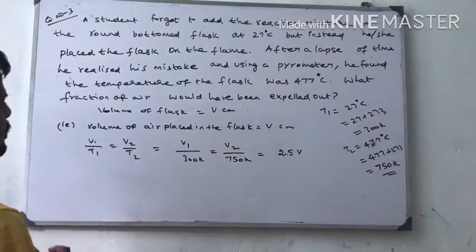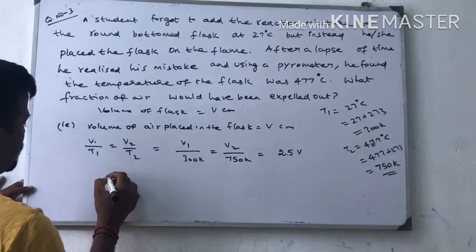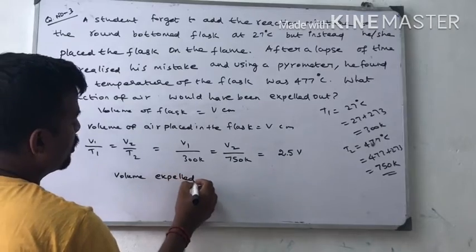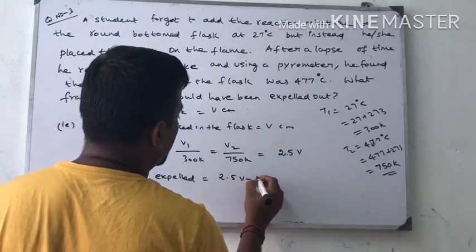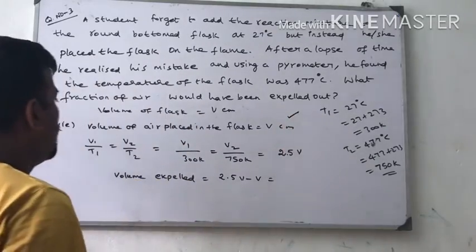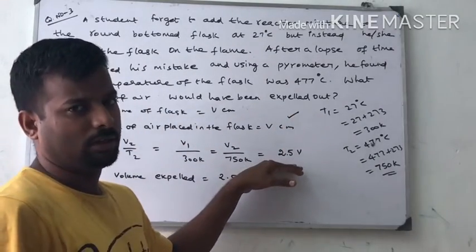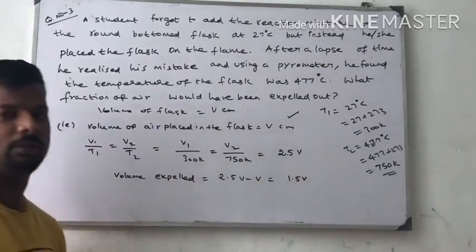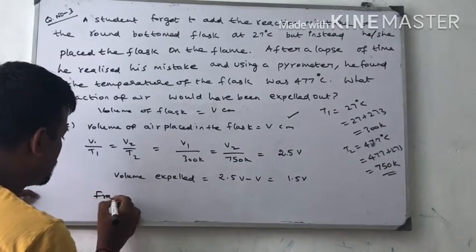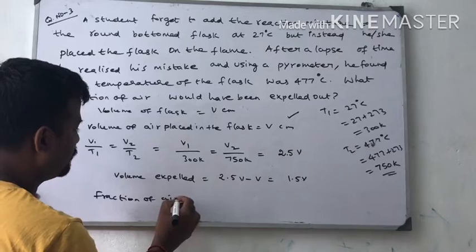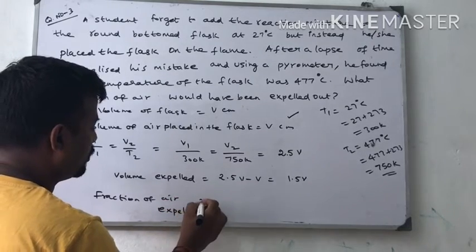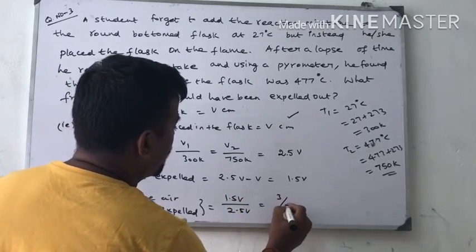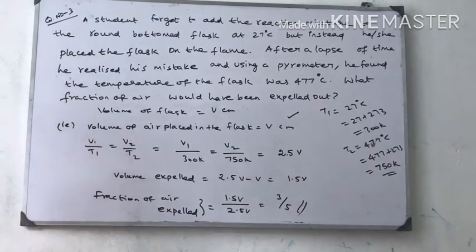Next step is the fraction of volume expelled. How much volume is released while heating is equal to 2.5 V minus V, where V is the initial volume and 2.5 V is the total volume after heating. The volume expelled is 1.5 V. That much volume will be expelled. So the next step is the fraction of air expelled, which is equal to 1.5 V by 2.5 V, equal to 3 by 5. In this ratio, the air is expelled.